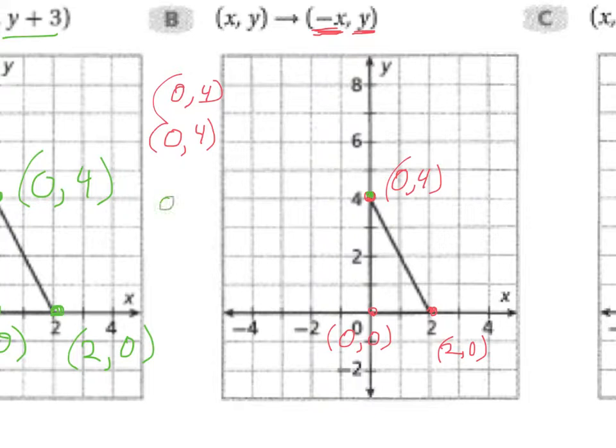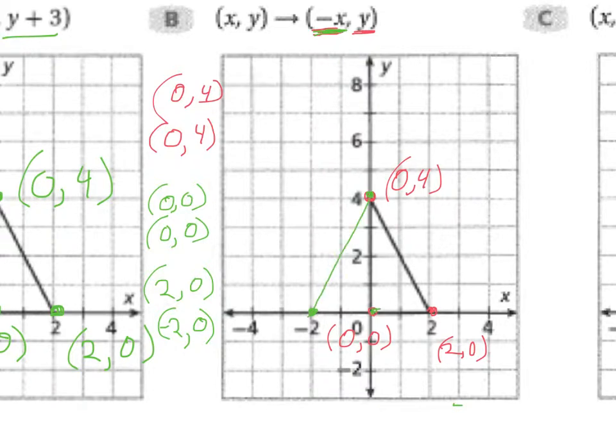So let's do that with 0, 0. We make the x negative, which again 0 should stay the same, and the y stays the same. So that point stays the same. Then we get 2, 0. Well, we make the x negative, so that positive 2 is going to become negative 2, and our y stays the same, so that's 0. So if I plot that point, I end up with this triangle.